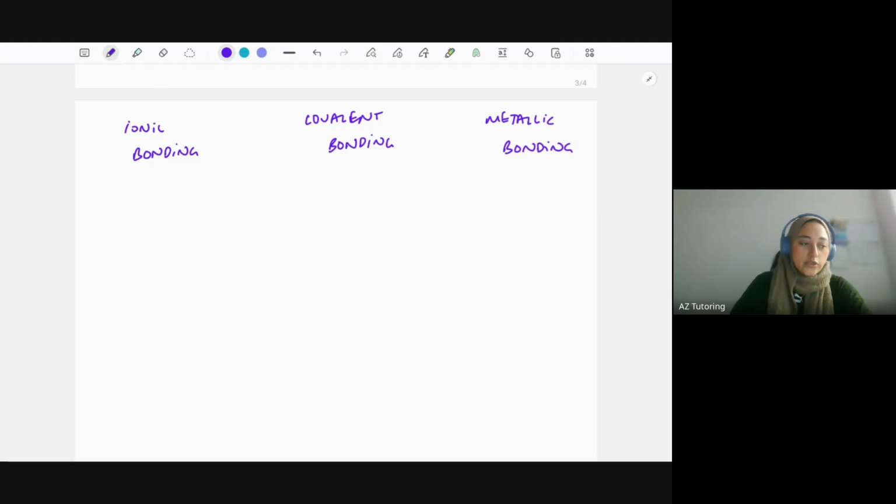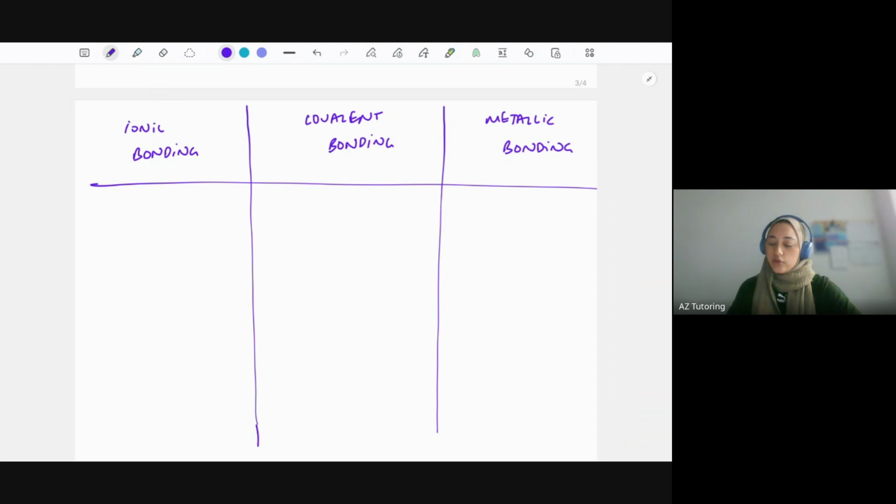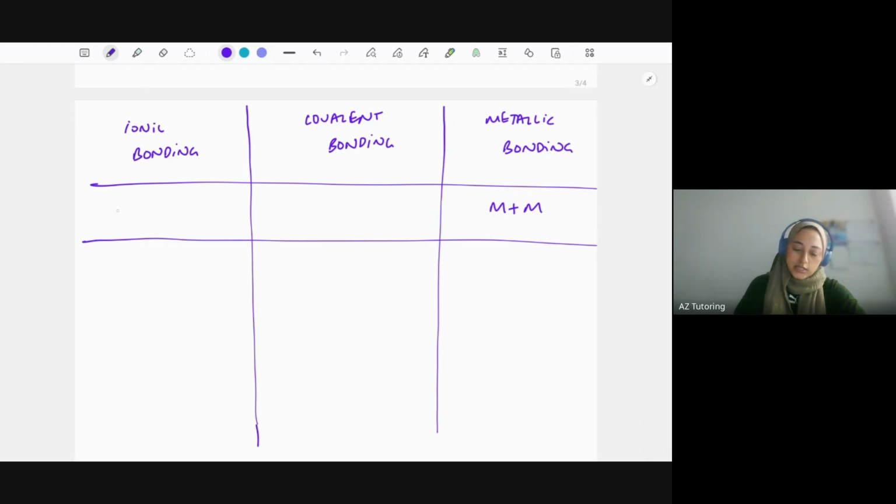Now to identify which one it is, it depends on whether they're metal or non-metal. So I'm guessing you already should realize with metallic bonding, it's a metal and a metal. Okay, what other options have we got? We've got metal and non-metal. So which one would that be? That's ionic bonding. So if we've got a metal and a non-metal bonding with each other, that's going to be ionic bonding. So the only one that's left is non-metal, non-metal, and that's covalent bonding. Okay, so that's how you identify which bonding is present.